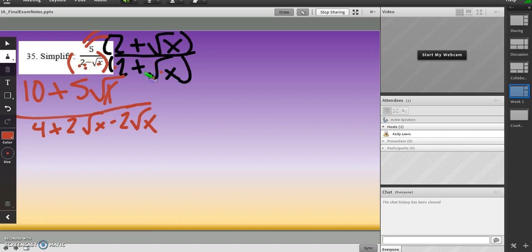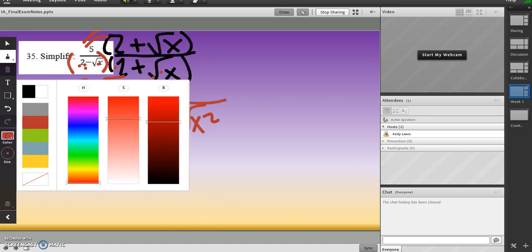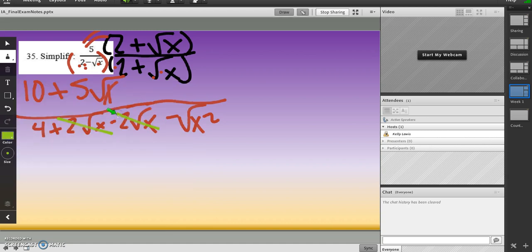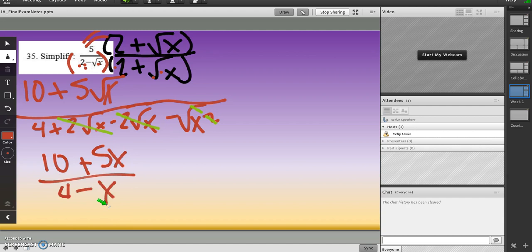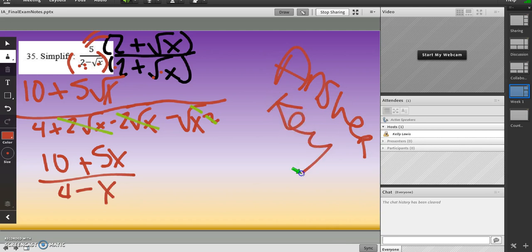Negative square root of x times square root of x is negative square root of x squared. And I need to simplify. The square root and the square cancel. So 10 plus 5 square root of x over 4 minus x. I have a plus on the answer key, and it needs to be a minus, totally a minus, because a negative times a positive is a negative. Otherwise, it's right.